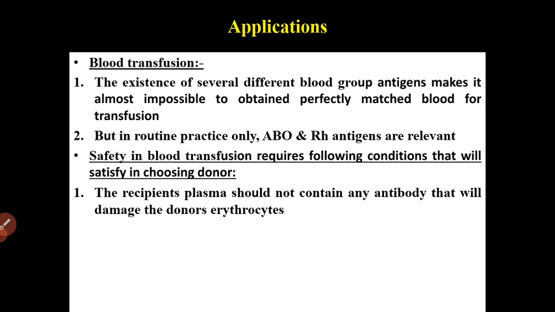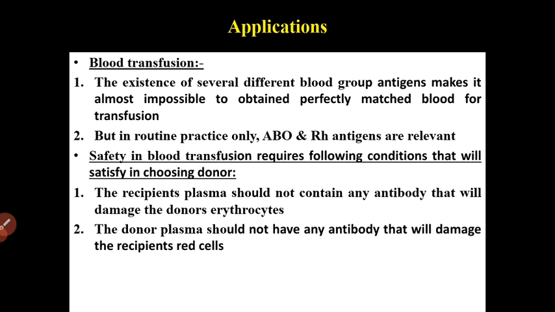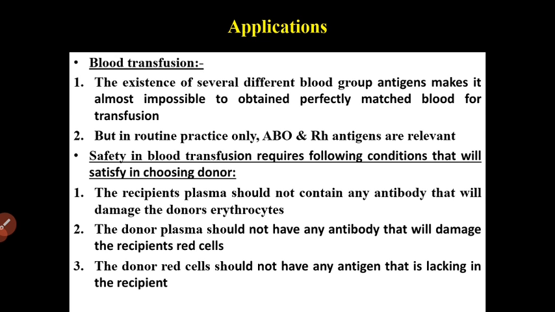Now, what are the safety requirements for choosing a donor for blood transfusion? First, the recipient's plasma should not contain any antibody that will damage the donor's erythrocytes. Second, the donor plasma should not have any antibody that will damage the recipient's red cells. Third, the donor red cells should not have any antigen that is lacking in the recipient. Means, if the transfused cells possess a foreign antigen, it will stimulate an immune response in the recipient. Okay? So that will cause some adverse effects.